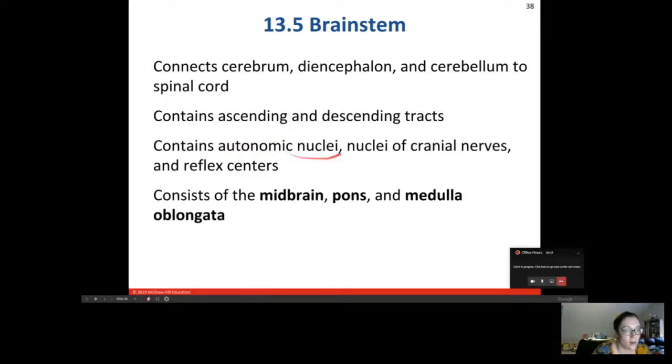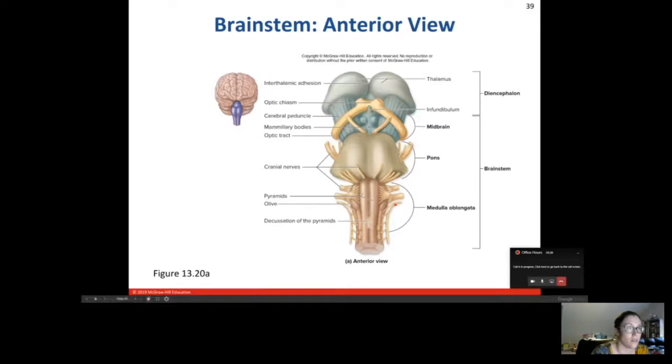So these nuclei are going to be groups of brain cells, groups of cell bodies of the autonomic nervous system. It also has groups of cell bodies that are connected to cranial nerves, and we'll learn about cranial nerves next lab or so, and some reflex centers, mostly for homeostasis maintaining. The midbrain, pons, and medulla are the three parts that you need to know.